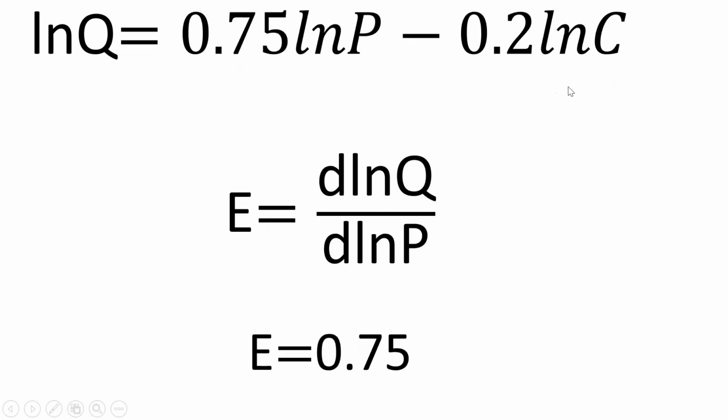Now let's try to find the elasticity with respect to P using the formula up here. So we have this expression. The elasticity is the derivative of ln K with respect to ln P. And that is simply 0.75. So the elasticity here is 0.75. What this is telling us is that whenever there's a 1% increase in price, quantity will also increase by 0.75% and vice versa. So that is the fifth way, and this will bring us to the end of our lesson.